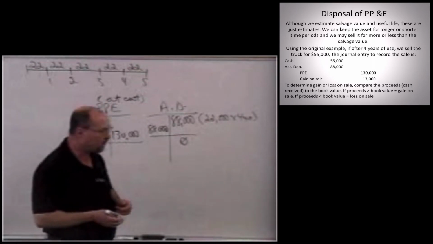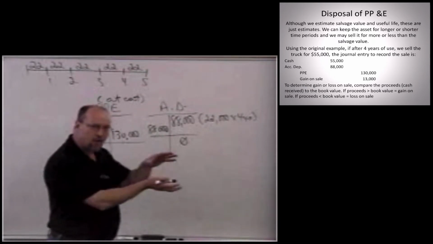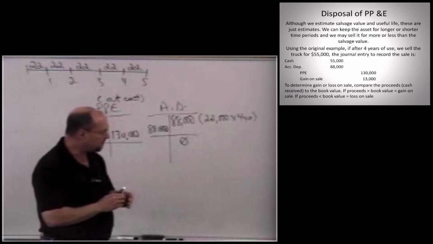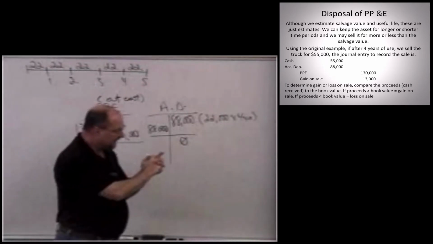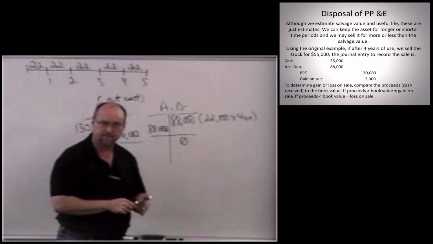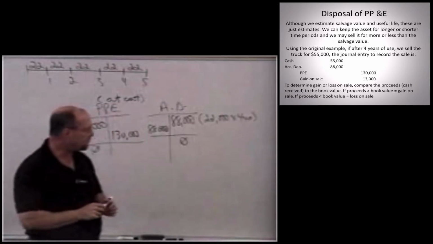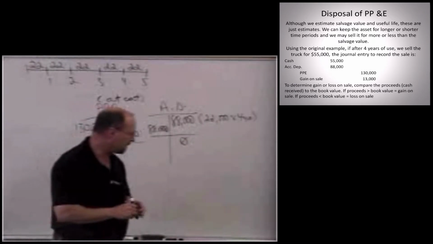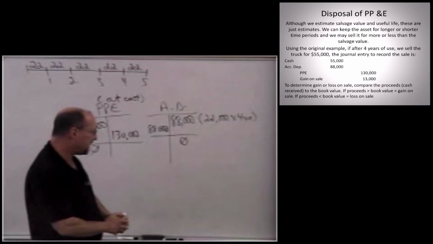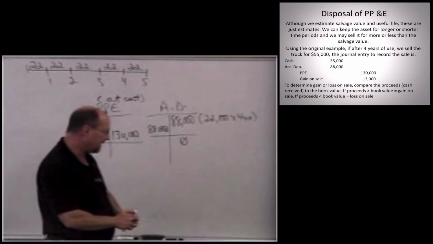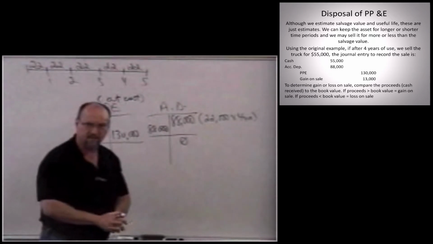Okay? And so I'm going to report on my income statement in the other revenues and expense section, which comes below operating income, a gain on sale of 13. Notice that the gain on sale is a credit, which is like revenue, right? Revenue is a credit that increases our income. Okay, if we had sold this asset for less than book value, we would have a loss. Notice at the bottom of the slide, to determine gain or loss on sale, compare the proceeds, which is the cash received, to the book value. If the proceeds are more than the book value, we have a gain. If the proceeds are less than the book value, we would have a loss.